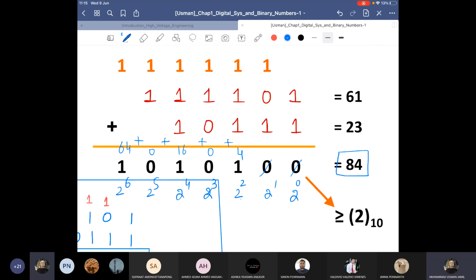This is just a verification, to check whether our binary addition is equivalent to the decimal number or not. If our answer is the same, it means we did the correct conversion.